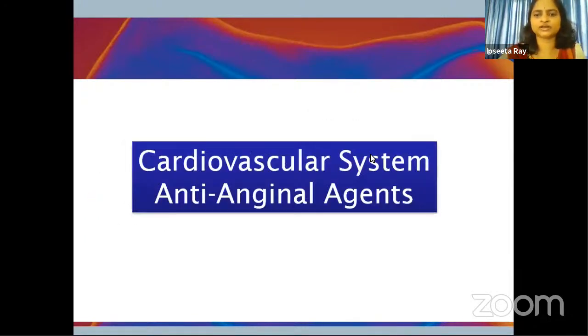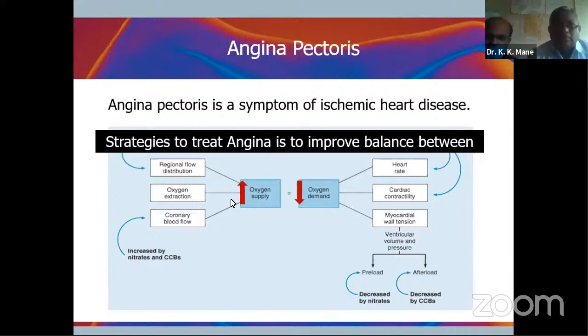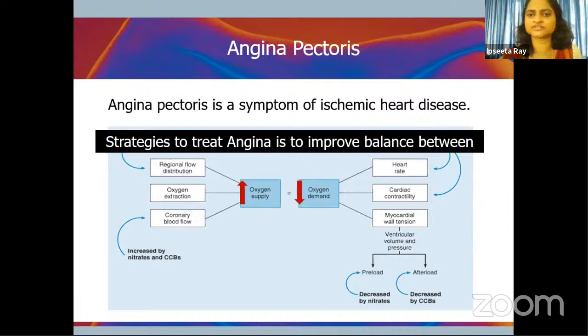So we start with the cardiovascular system. First, the anti-anginal agents. Good morning. Angina pectoris is a pain syndrome which is characterized by severe substernal pain that radiates to the left arm.